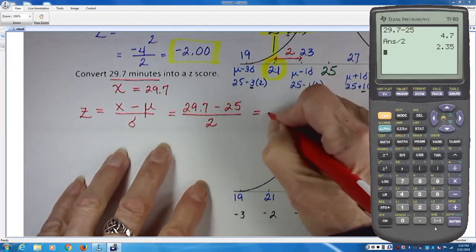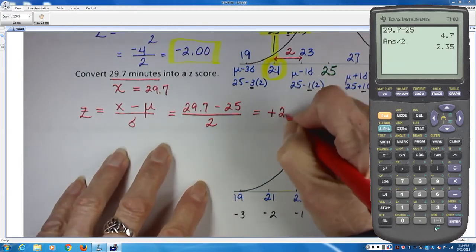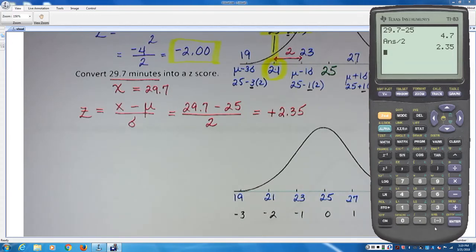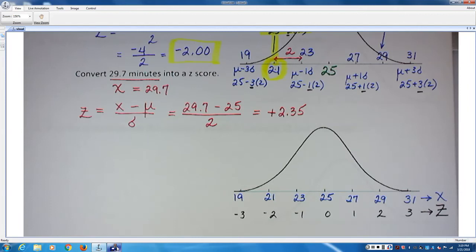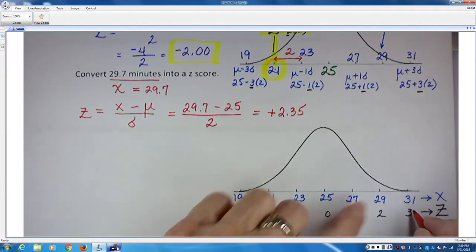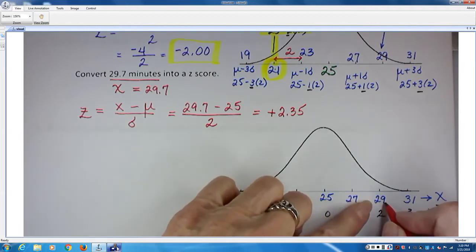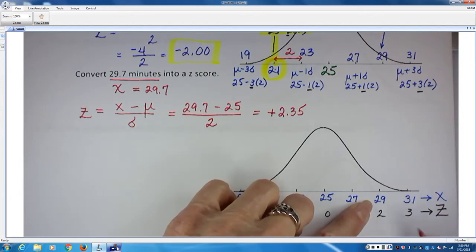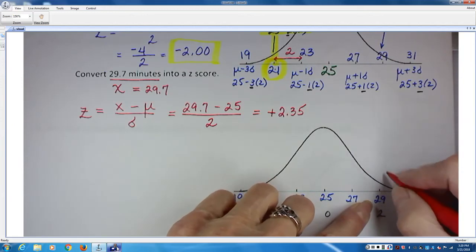And this is a positive z-score. So by the fact that it's positive, we know that it's going to be to the right, not the left of the mean. So at 2.35, that's somewhere between 2 and 3. And notice that 29 is right here, and 29.7 would only be a little ways up from there, about maybe a third.